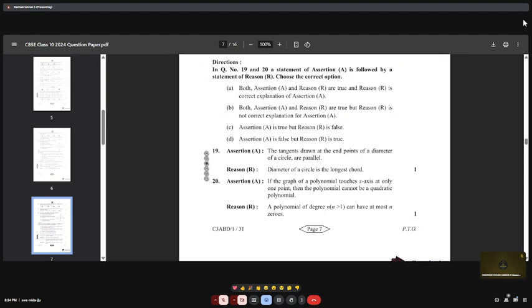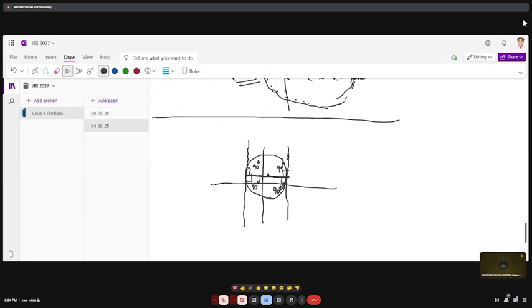The diameter of the circle is the longest chord. Is that true? True, sir. That is also true. Okay. Because that also you can see, if you draw any other chord, it is going to be less than this whole distance. This whole distance between the two lines is the longest. That is the diameter. So any other chord, if you draw, it is going to be of shorter length only. Okay. So both of them are true, right? Both of them are true.